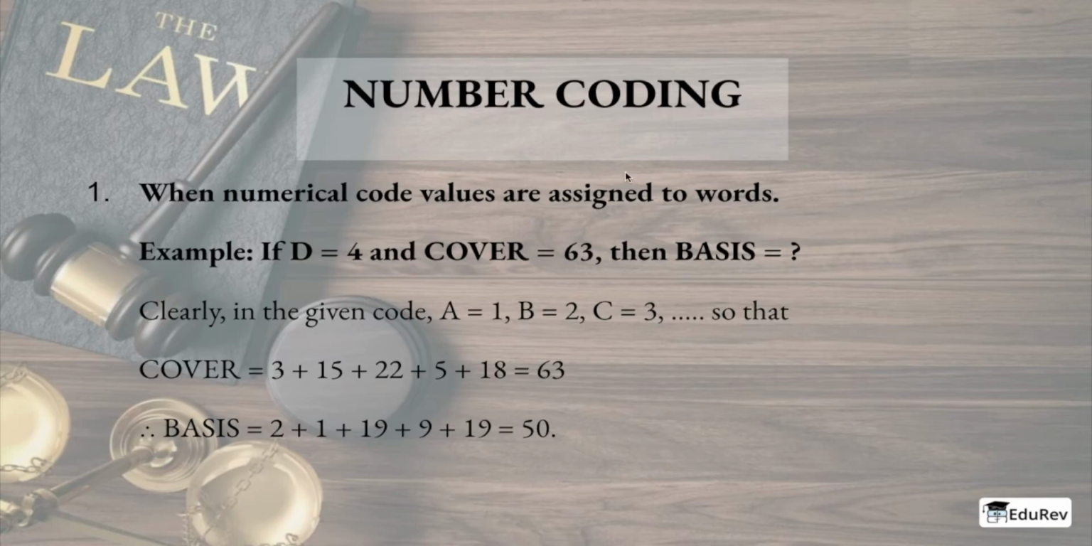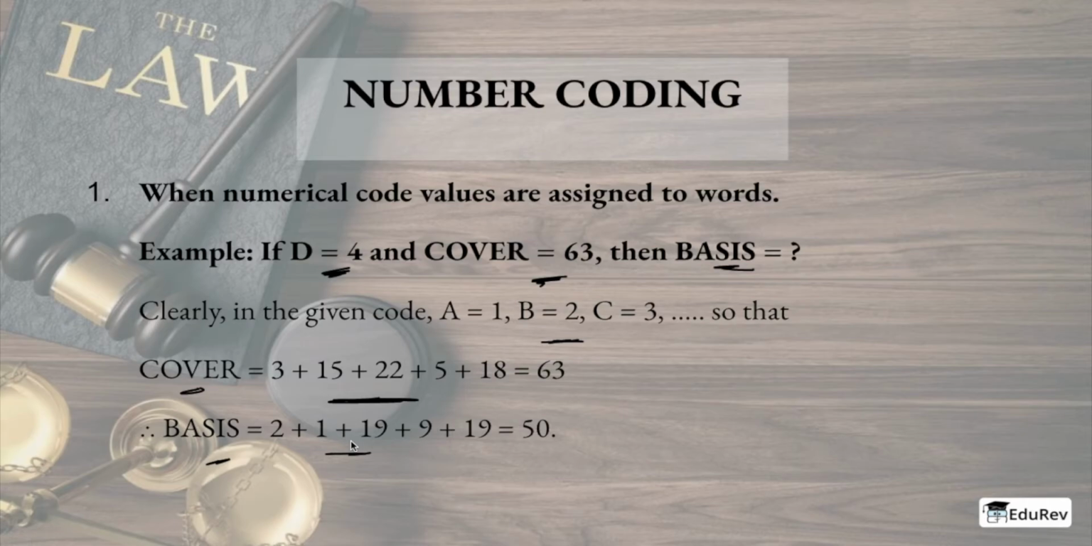Now, number coding involves two types of cases. The first one is when numerical code values are assigned to the words. That is, if D is 4, then cover is going to be 63. So what is basis? Clearly, it's given that A is 1, B is 2, and C is 3. So cover is basically the addition of all the face values. So basis is also going to be the same, right?